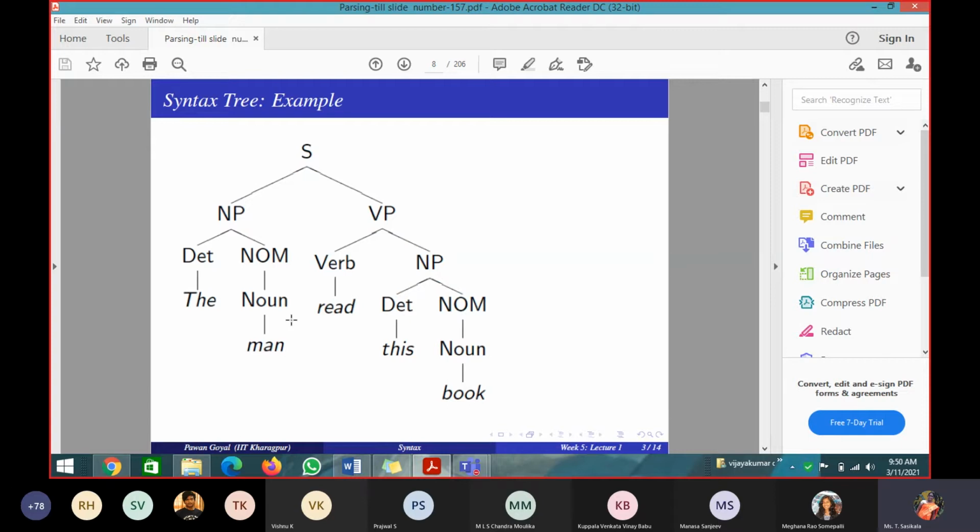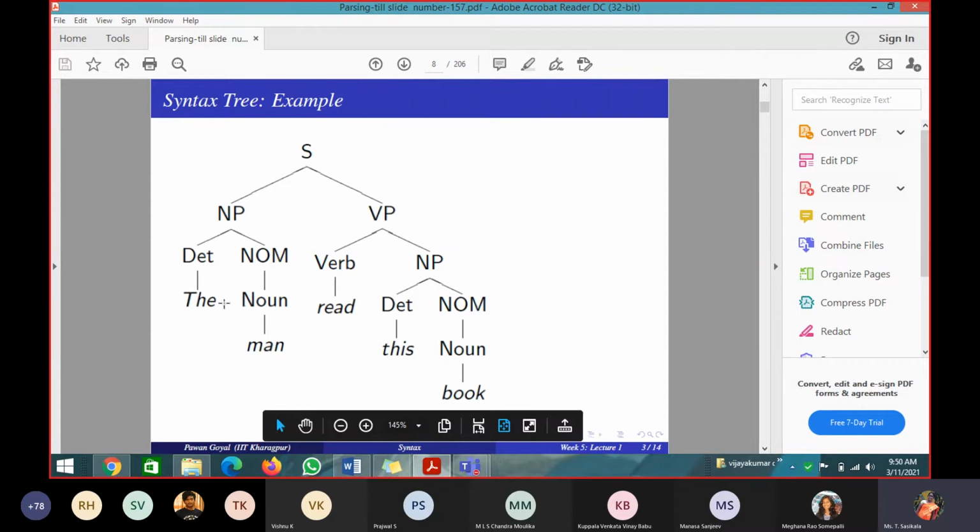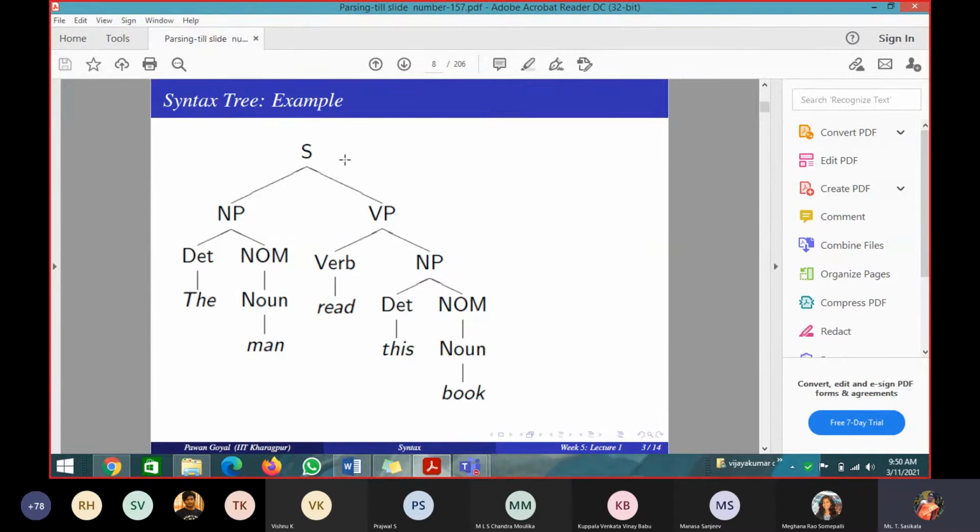This is a sample tree. I am telling you how this tree can be constructed. So the words we will be knowing from the sentence. We will be taking the words. For the words, POS tagging is already done. From the tagging, I have to frame the phrases and make it a complete tree. So the determiner and the noun together. Noun is also called a nominal.